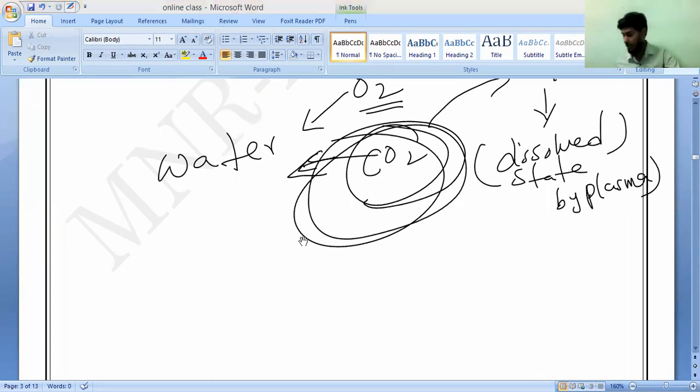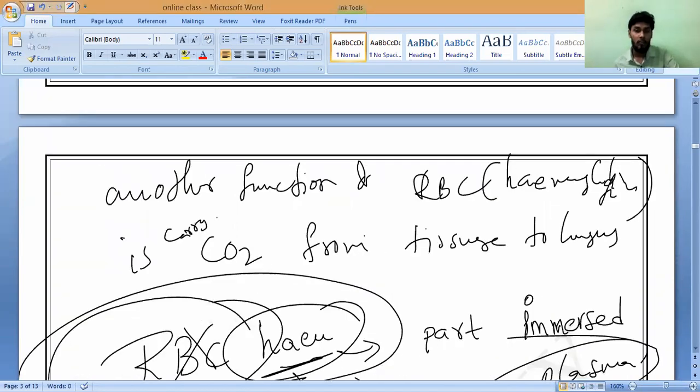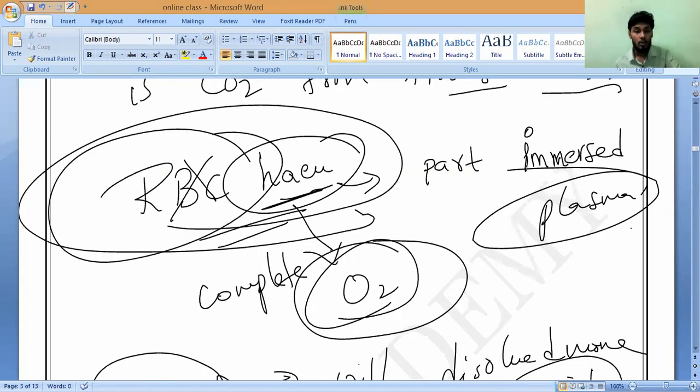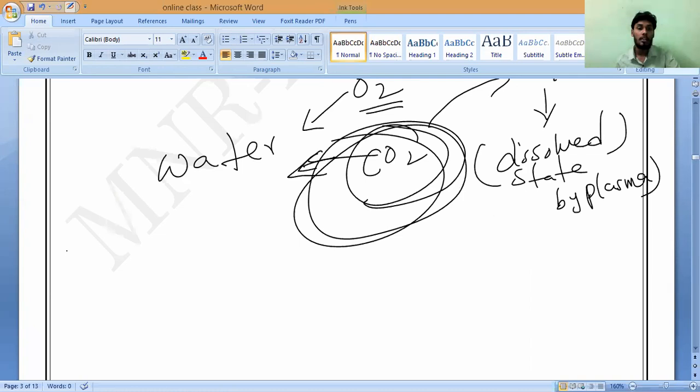Hemoglobin also carries some of the carbon dioxide from body tissues. That is what I have taught you here. You have to remember. So another function of RBC is what? It also carries CO2, carbon dioxide, from tissues to the lungs. Correct or not? Yes or no? Yes, sir. Keep note and write.